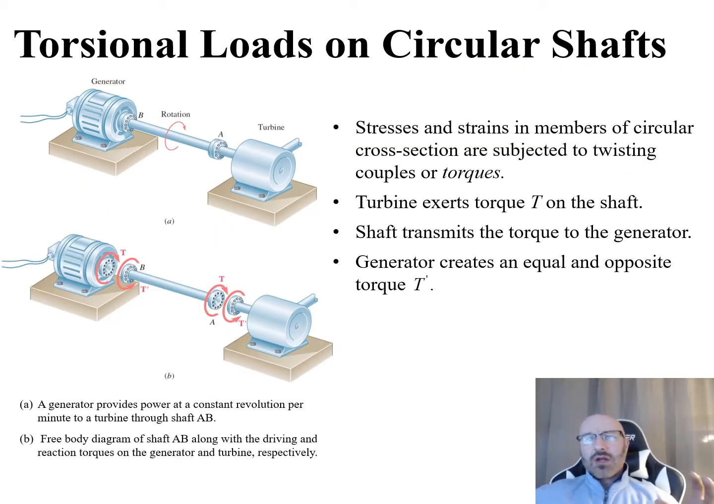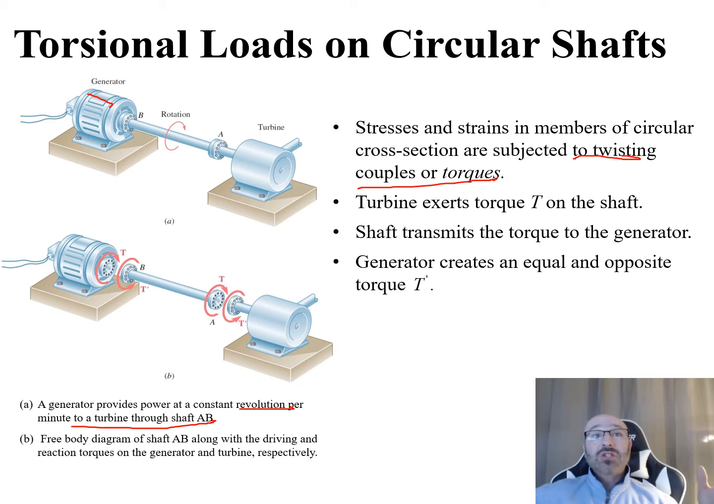So let's continue on here and think about this as a problem. We just discussed how we break this down and look at the individual sections. This is a problem we're solving. So if this is a problem we're solving, we'd be given part A in the problem statement here. Part A tells us the generator provides a power at a constant revolution per minute to a turbine at shaft AB. So we talk about, okay, it starts at the generator, we can see what's going on, we already kind of stepped through the thought process behind this. But now let's think about this in terms of the actual stresses and strains in members of circular cross section that are subjected to these twisting couples or these torques.